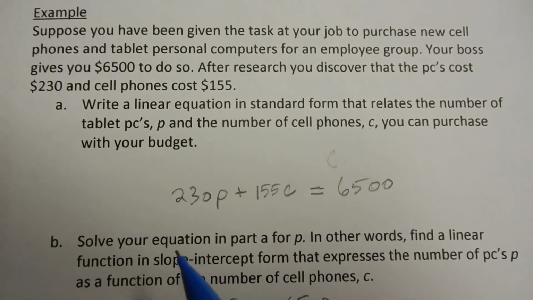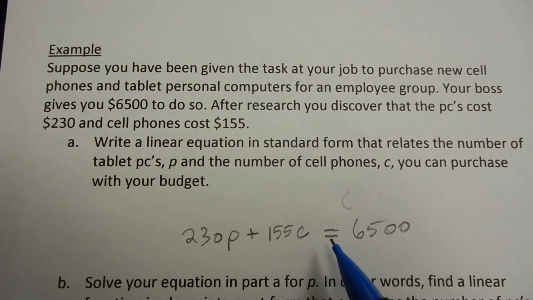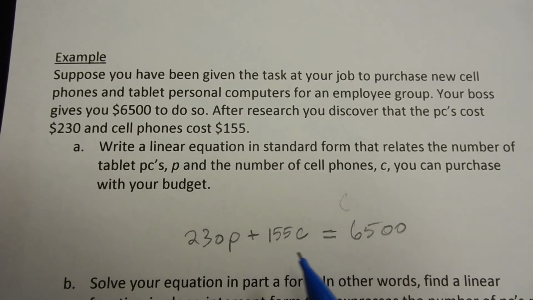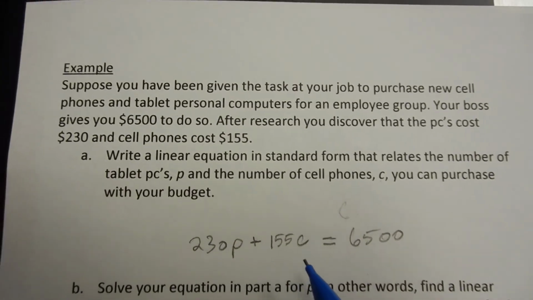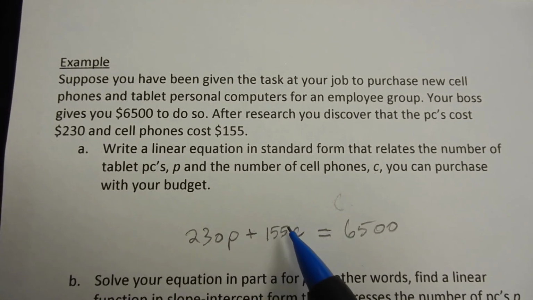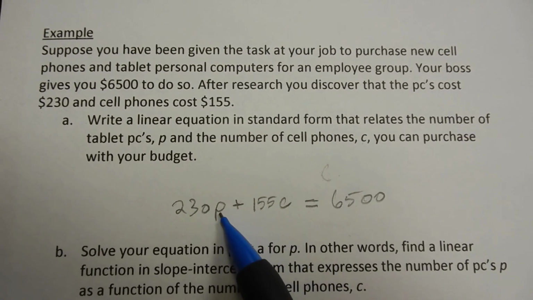Okay, solve your equation. So this is in standard form, right? Both variables are on one side of the equal sign. This is what we call standard form. It's in the general form of ax plus by equals c. We're dealing with P's and C's here. Next, solve your equation in part A for P. That means this variable here.